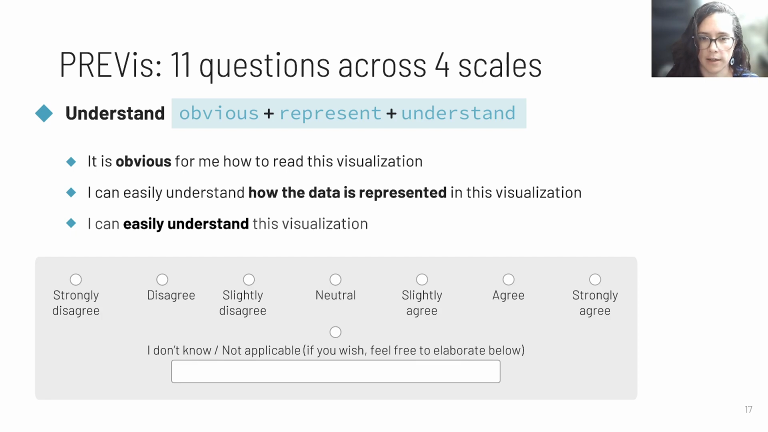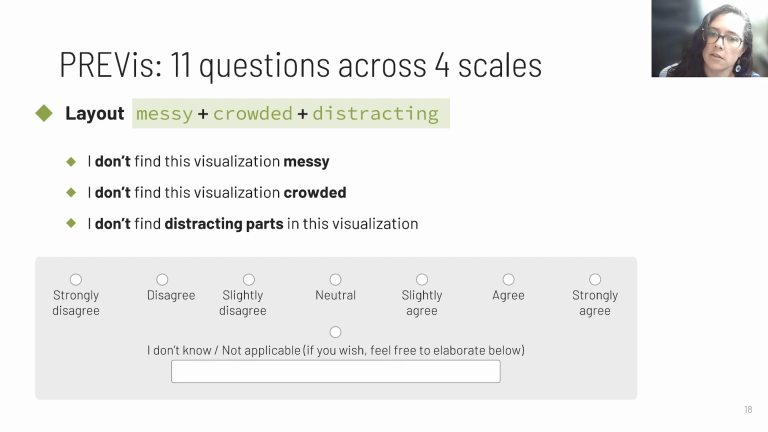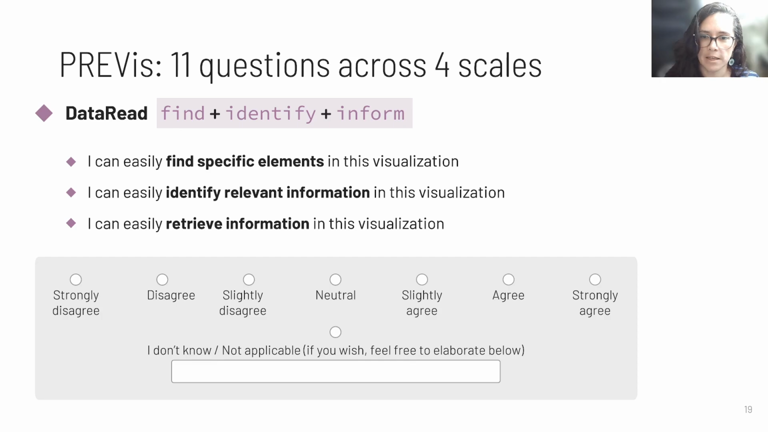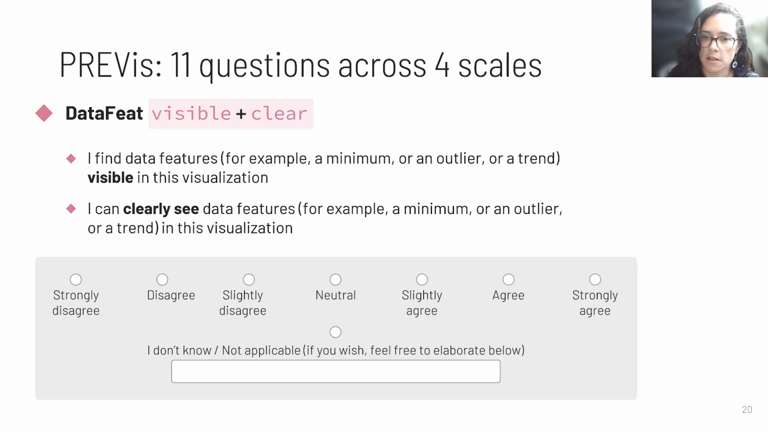So it has 3 items. Similarly, we have 3 items in the layout scale, which relates to the visual clarity or clutter in the visualization. The data read scale relates to the easiness of finding and reading data values in the visualization. And finally, the data feature scale relates to the easiness of reading patterns in the data, such as trends, outliers, or extremes.